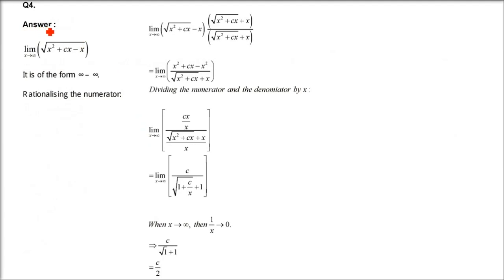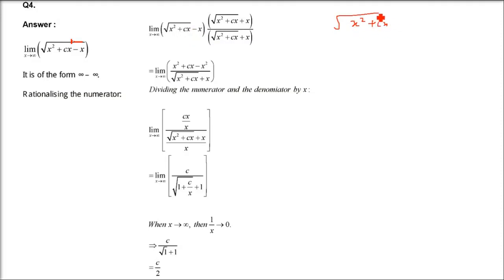Next, this is question number 4. So limit x tends to infinity, under root x square plus cx minus x. Okay, x square plus cx minus x. And this minus x is not inside the under root. Please note this question very carefully, because this question is coming just now. The other question, 6th question, is exactly like this.